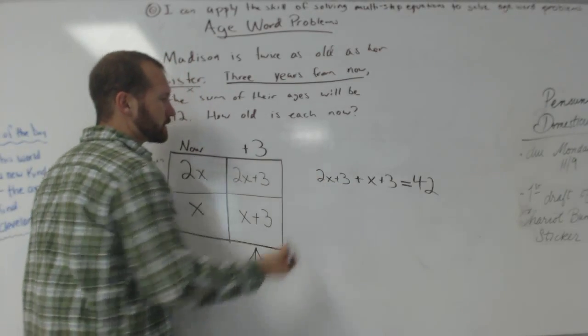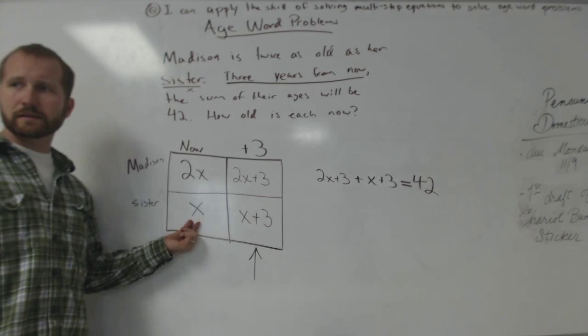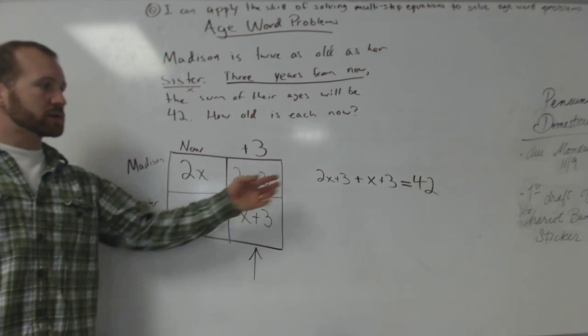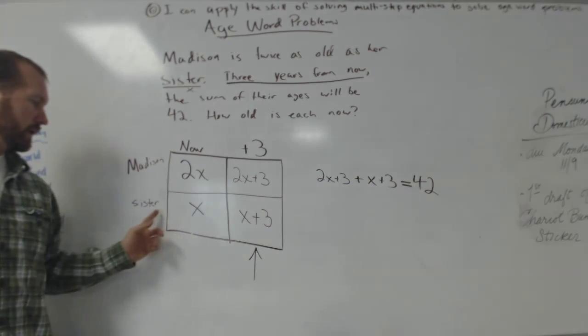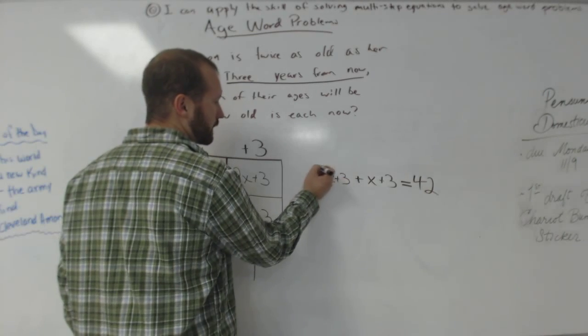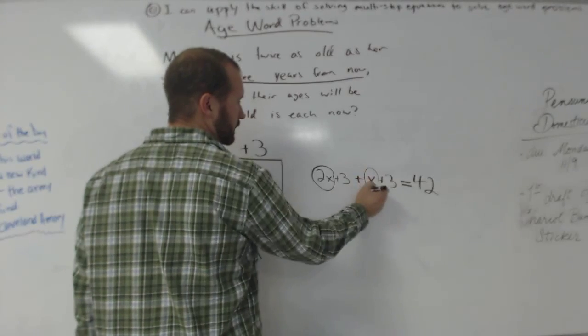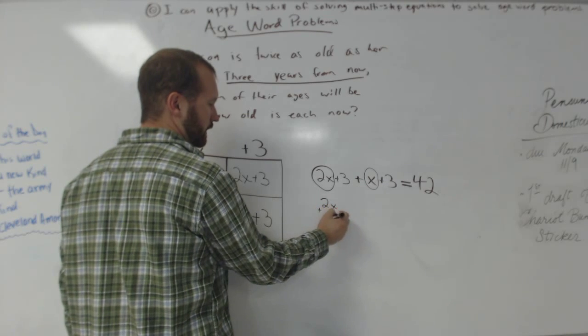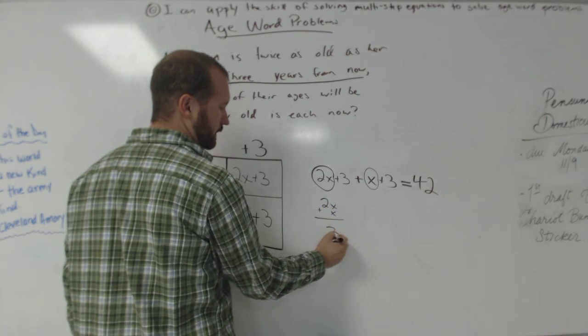When we solve this, we will know Madison's sister's age, because that is x. So we're solving for x, which is Madison's sister's age. Then we can add: I have 2x and x, which makes 3x.